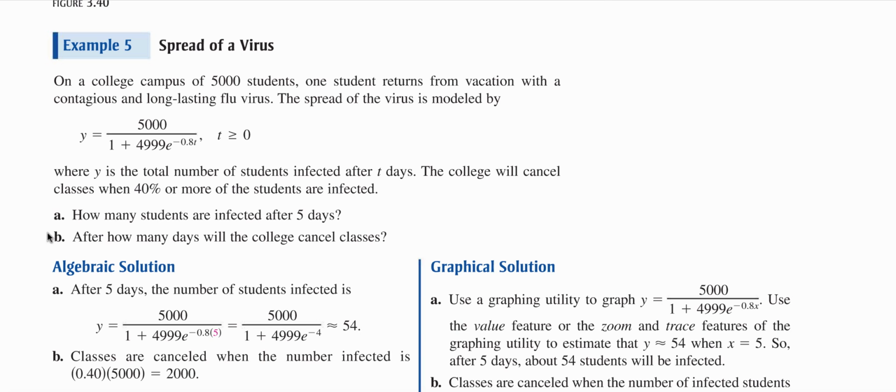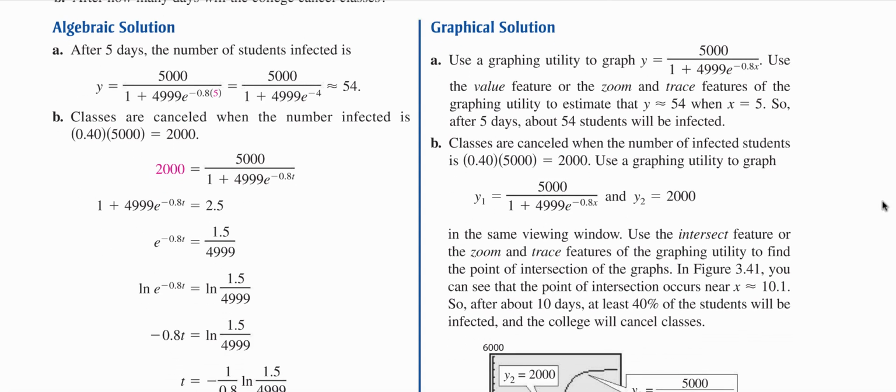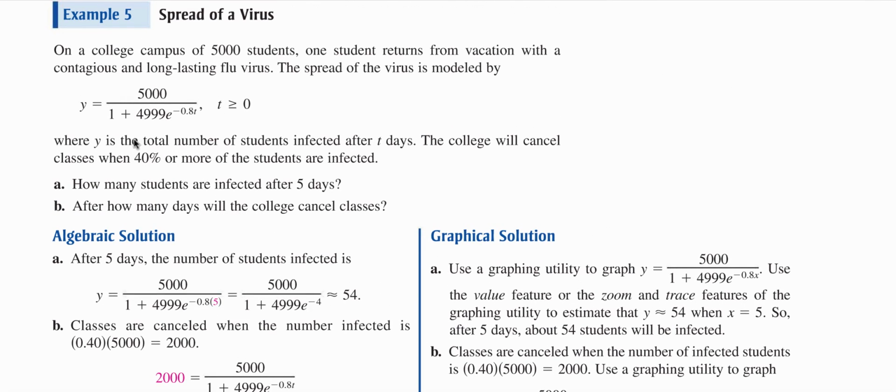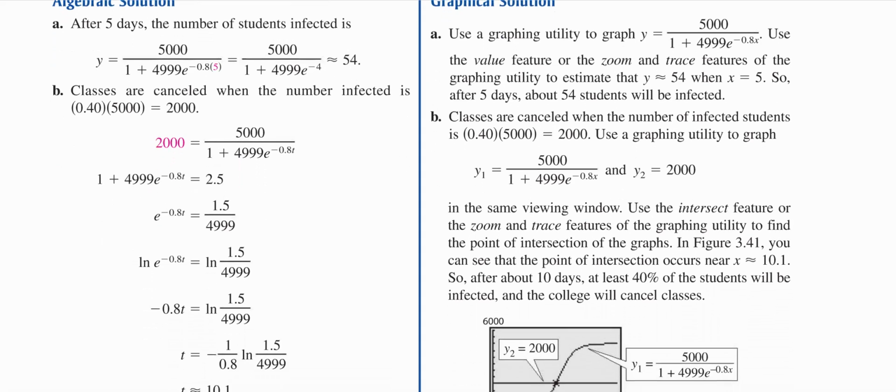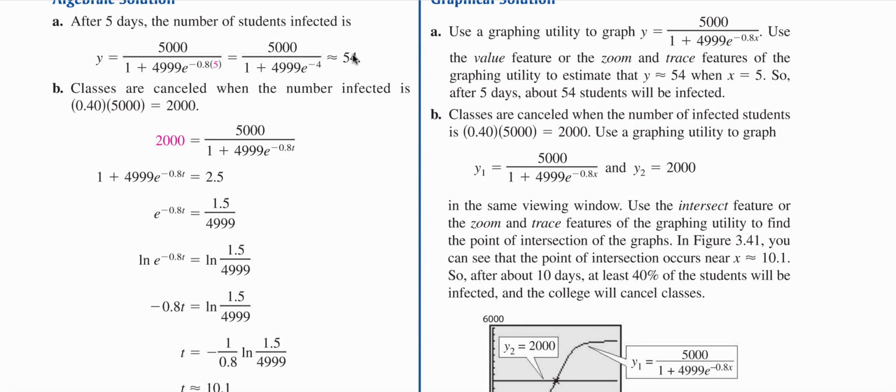So this is a two-part question. How many students are infected after 5 days? And secondly, after how many days will the college cancel classes? So let's solve these two parts both algebraically and graphically. Now after 5 days, all we need to do is plug 5 into the formula and then evaluate. So after plugging 5 into the formula, we get approximately 54. And so y represents what again? y is the total number of students infected after t days. And so that means that approximately 54 students will be infected after 5 days.